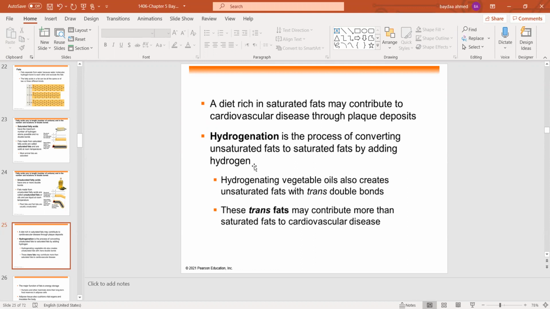Okay, hydrogenating vegetable oils also creates unsaturated fats with trans double bonds. In this type of bond, each hydrogen atom is found on different sides around the two double bonded carbons. So these trans fats may contribute more than saturated fats to cardiovascular disease.